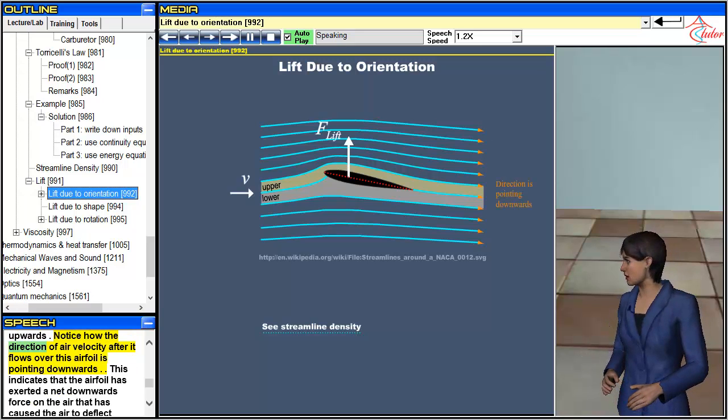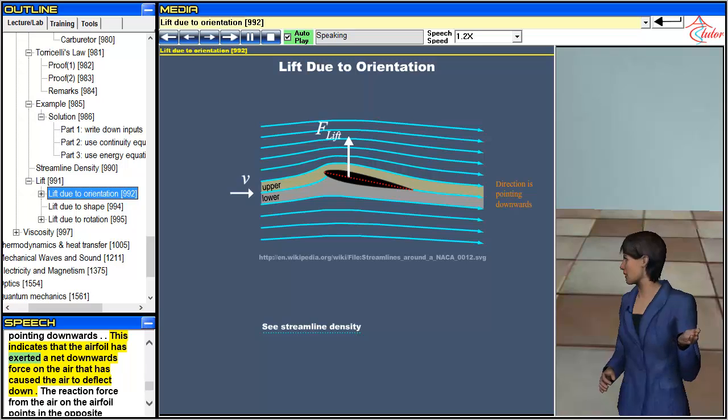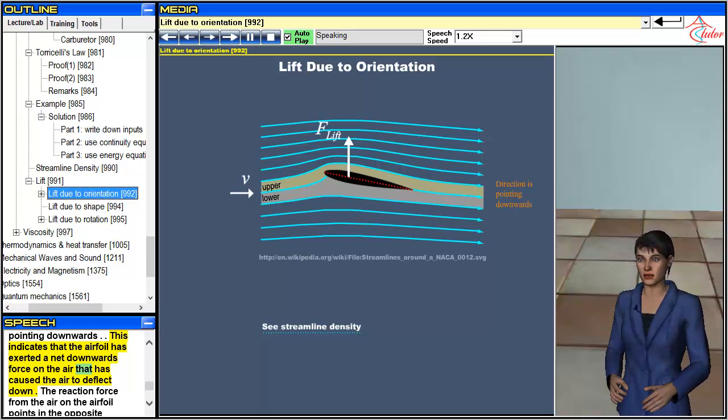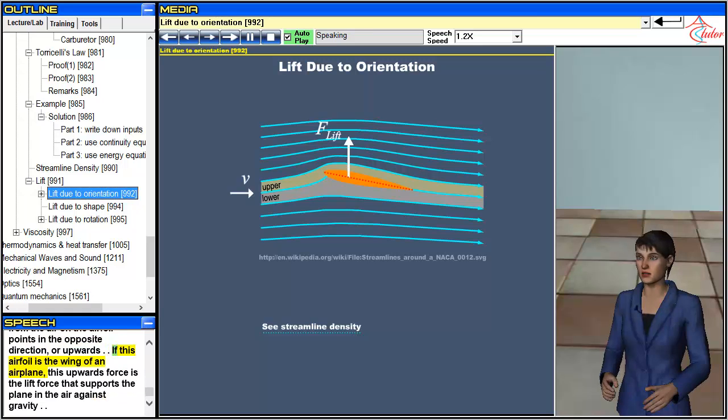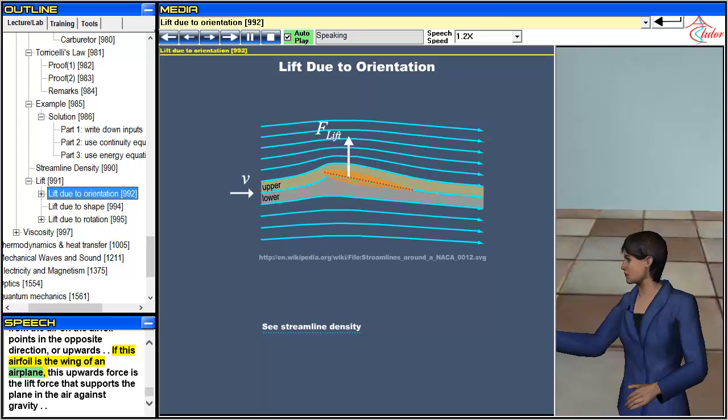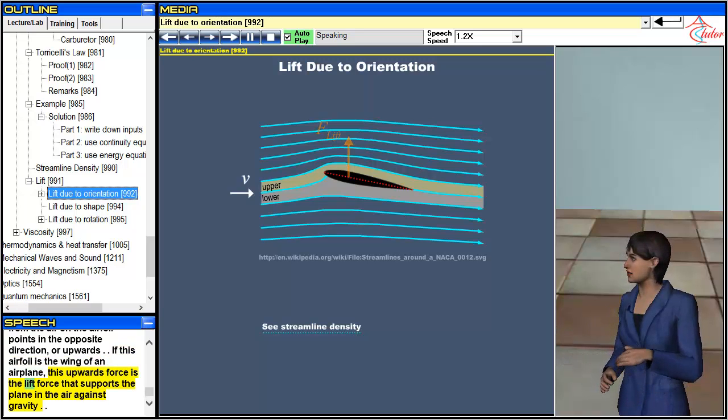Notice how the direction of air velocity after it flows over this airfoil is pointing downwards. This indicates that the airfoil has exerted a net downwards force on the air that has caused the air to deflect down. The reaction force from the air on the airfoil points in the opposite direction, or upwards. If this airfoil is the wing of an airplane, this upwards force is the lift force that supports the plane in the air against gravity.